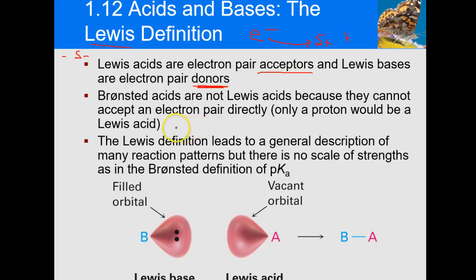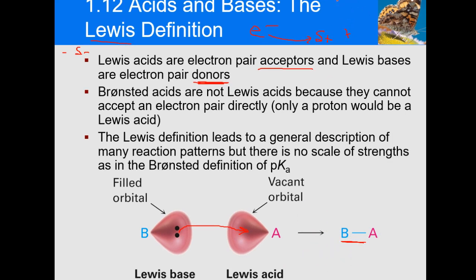Okay, so Bronsted acids are not Lewis acids because they cannot accept an electron pair directly. Only a proton would be a Lewis acid. And so the Lewis definition leads to a general description of many reaction patterns, but there's no scale of strength as in the Bronsted-Lowry. So there are pros and cons of each of them. The Bronsted-Lowry gives you pK values. The Lewis doesn't. It's just basically if you have something that has filled orbitals with electrons and you have something that has a vacant orbital, or that has a positive charge, these electrons are going to go to it, and you're going to form a bond. Trust me, we will talk a lot about this in class if you haven't had the lecture yet.